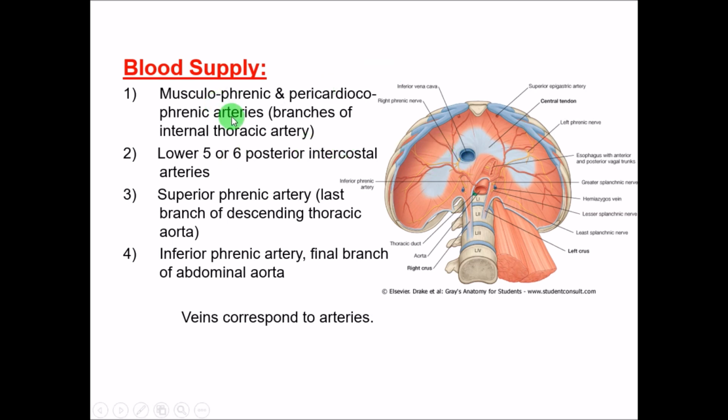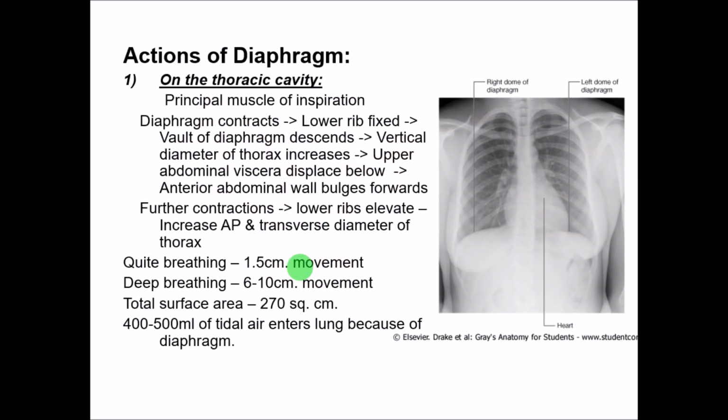Musculophrenic as well as pericardiophrenic arteries coming from the internal thoracic artery, the lower 5 or 6 posterior intercostal arteries, then the superior phrenic artery as well as the inferior phrenic artery. All these arteries will be supplying the diaphragm itself. Venous drainage corresponds to all these arteries. The names of the veins are similar to those of the arteries.